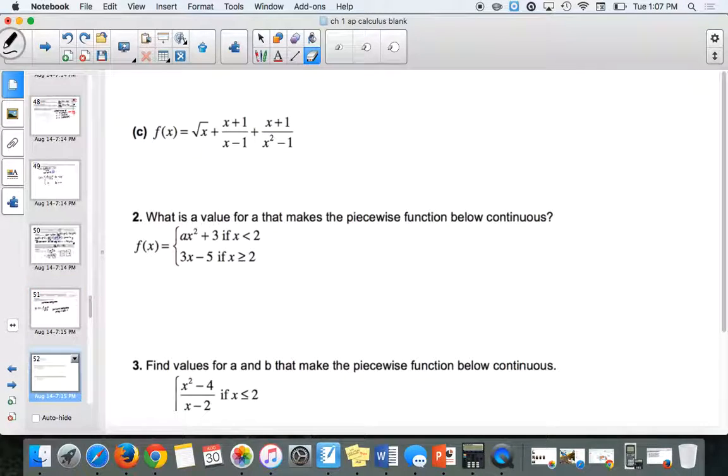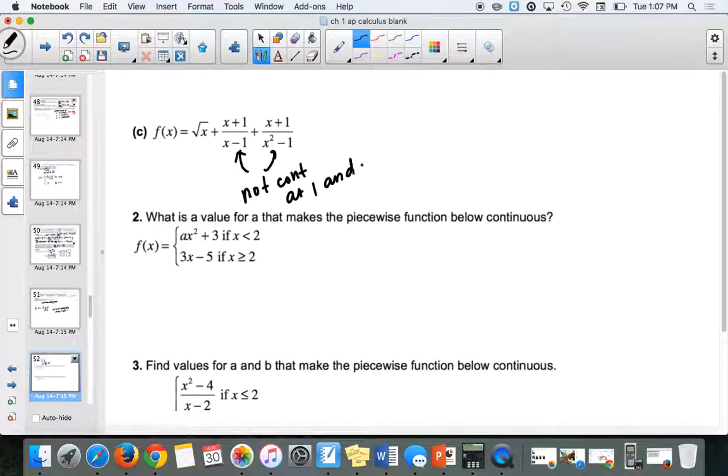All right. Next up, part C. What do we think with the denominators? Yeah, 1 and negative 1, right? Because the negative 1 comes from the second denominator. So it's not continuous at 1 and negative 1. It can't be negative. Good. So x has to be greater than or equal to 0.